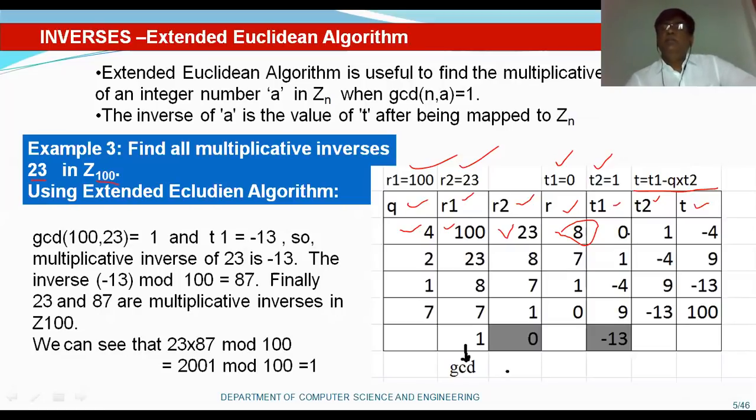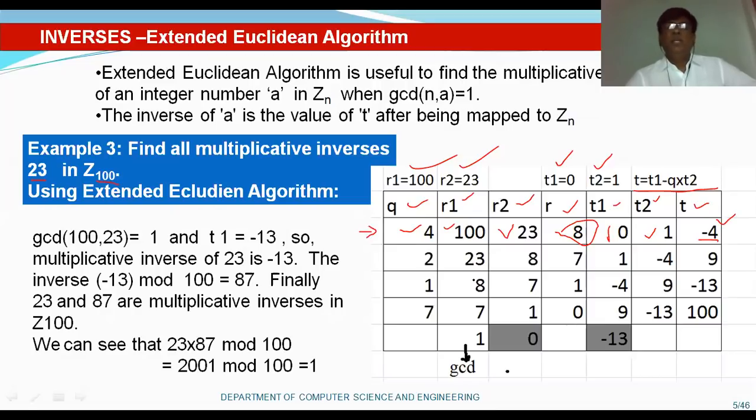Then T1's initial value is 0, fixed, and T2's initial value is 1, fixed. How to calculate this T value? Its value is T1 minus Q times T2, that means 0 minus 4 times 1, which is minus 4. This is the first row calculation.